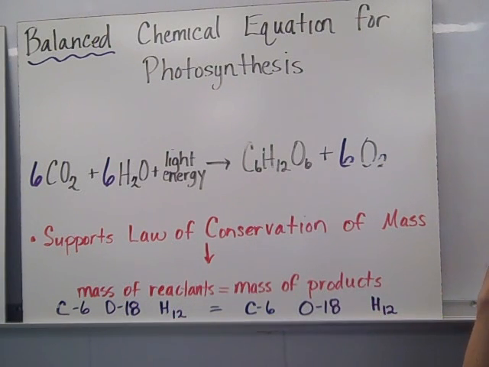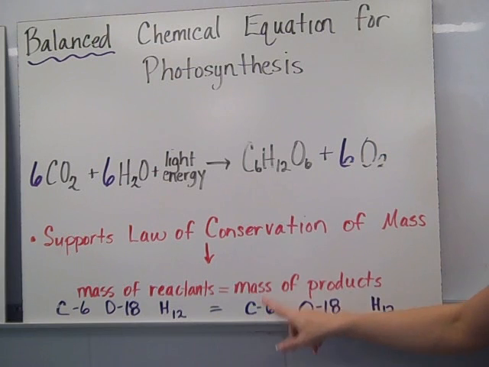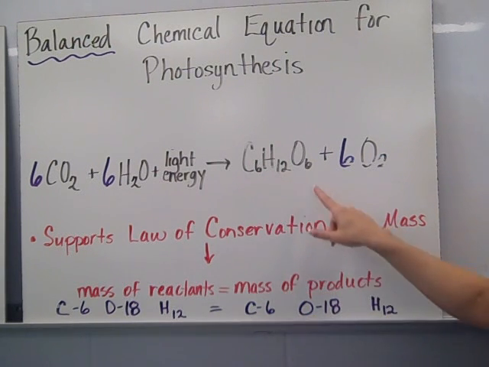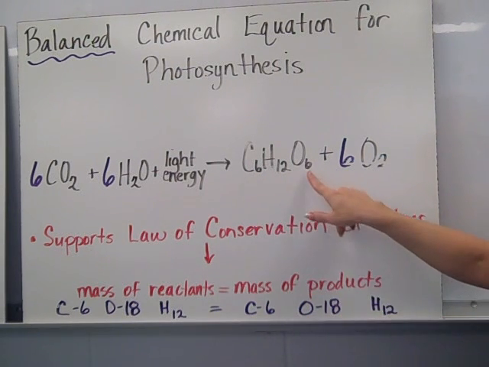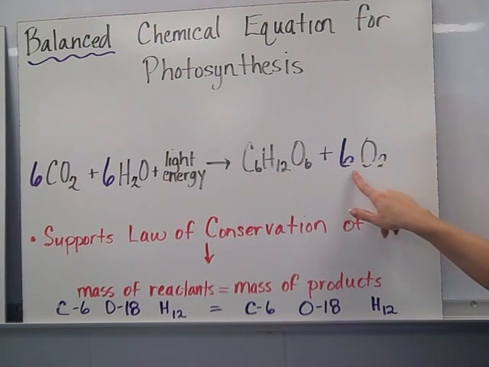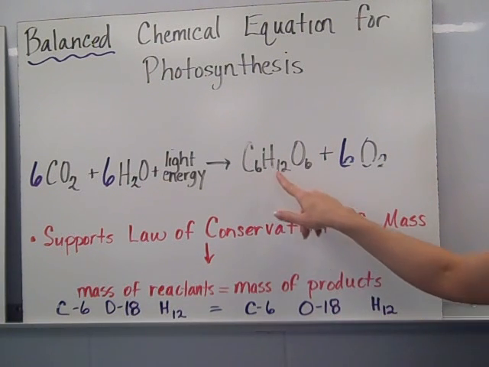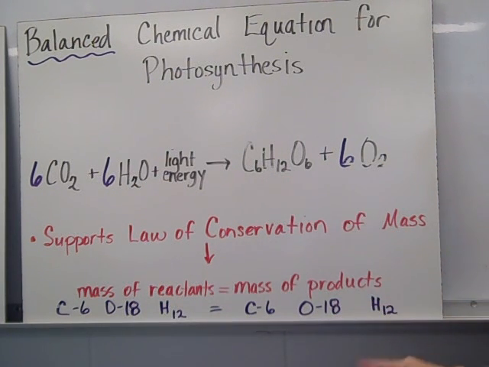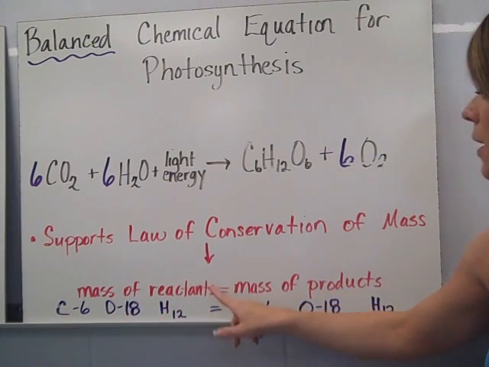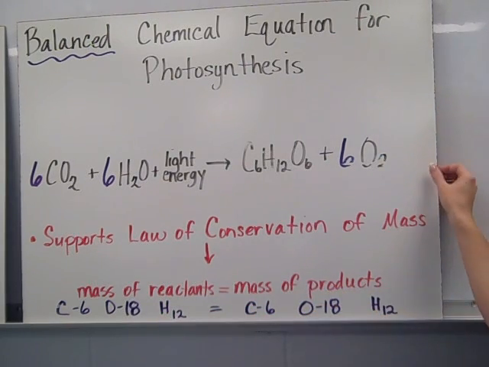After our chemical reaction in our products, you can see again we have 6 carbon, we have 18 oxygen because here we have 6 oxygen and we have 6 O2s, so that means we have 12 oxygen atoms here for a total of 18. For hydrogen, we have 12 hydrogen here, so our before equals our after.